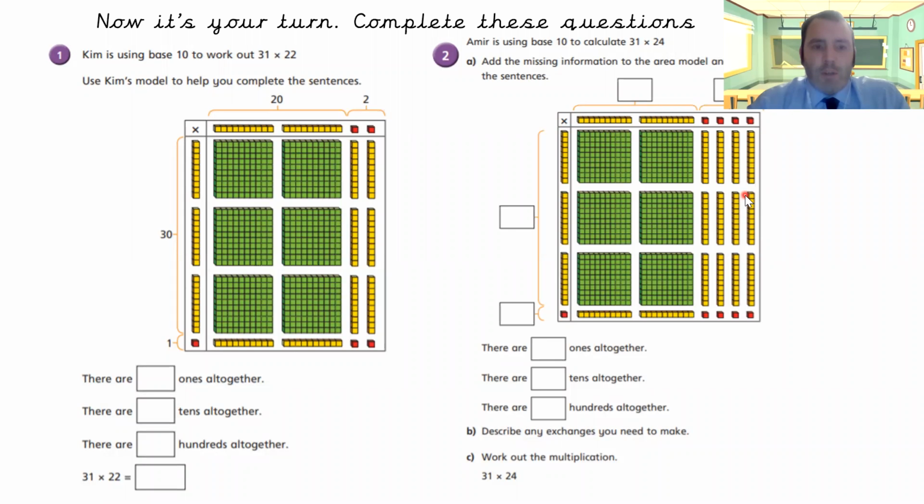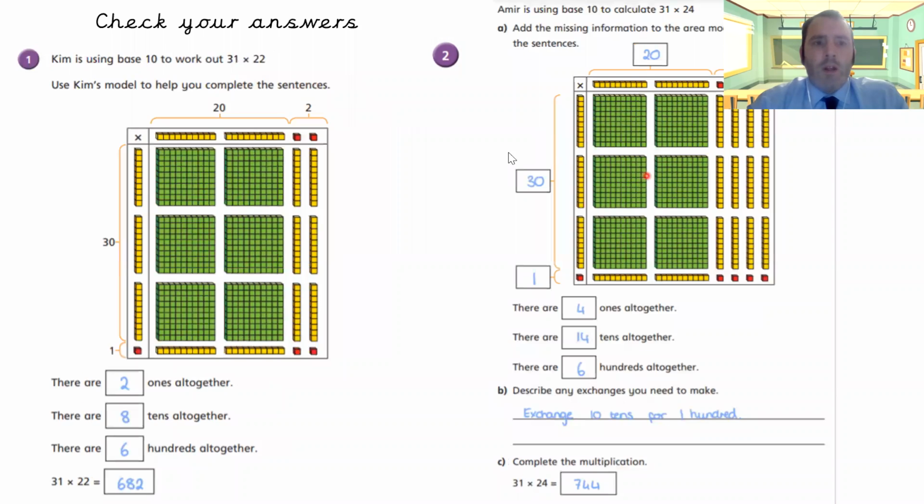Okay, how have we got on with those? Right, here are your answers for these 2 questions. So, looking at question number 1. Kim is using the method we've just been using to work out 31 times 22. So we've got them all filled out ready there. So all we need to do is go through and count up how many of each there are there.